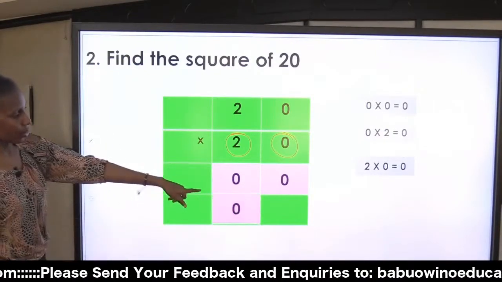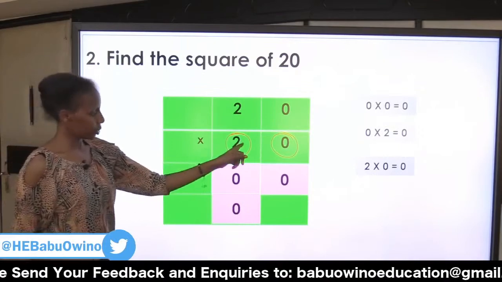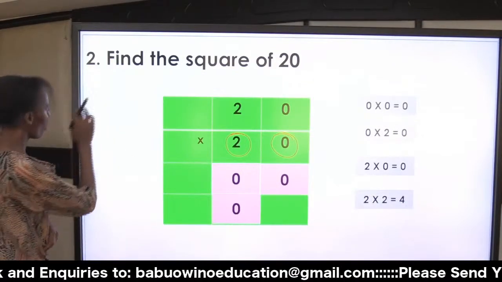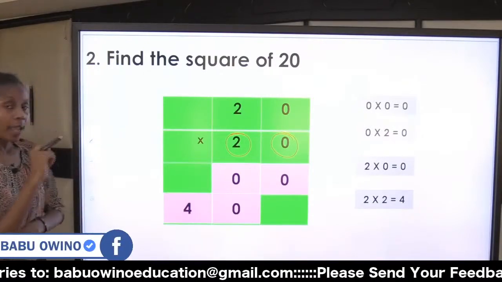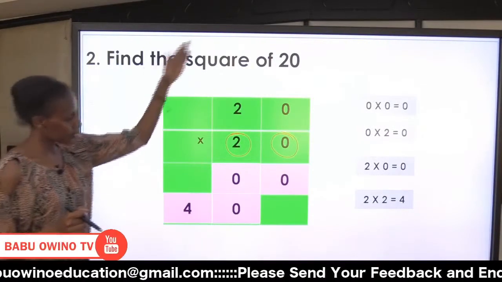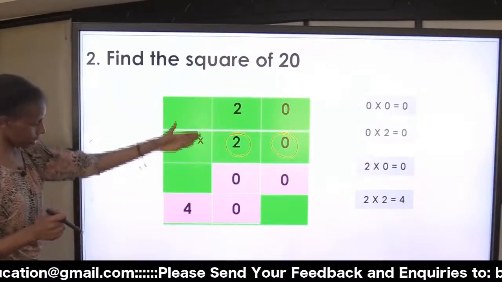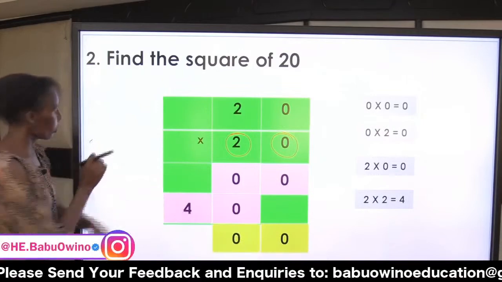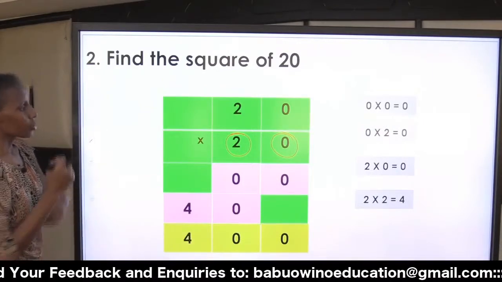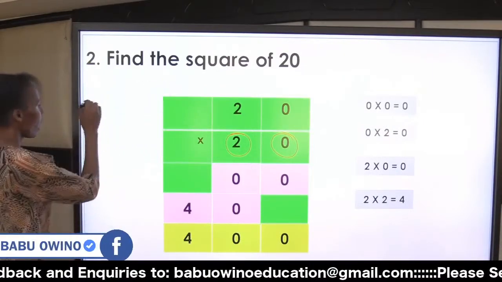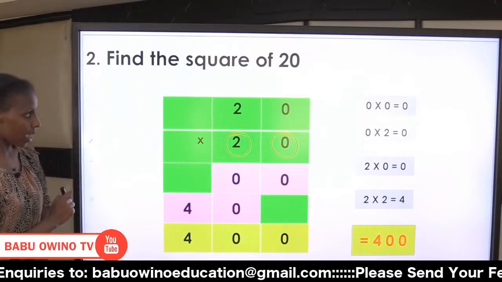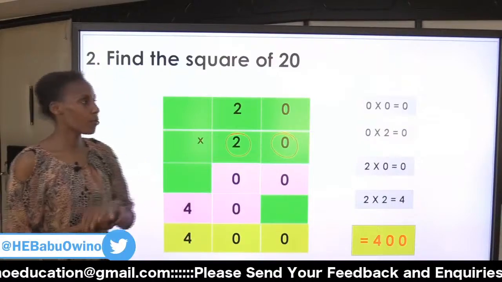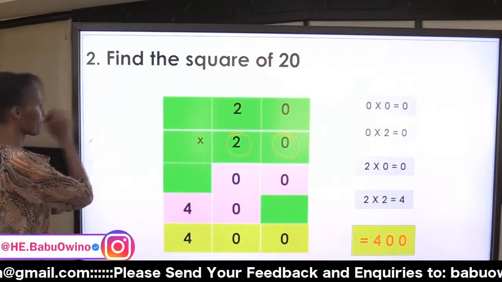So I write my 0 here, and then 2 multiplied by 2, I get 4. I write my 4 here. After that, I add the two products. Here 0, 0, and I drop my 4. So after squaring 20, I get 400. So I can say 20 squared equals 400.